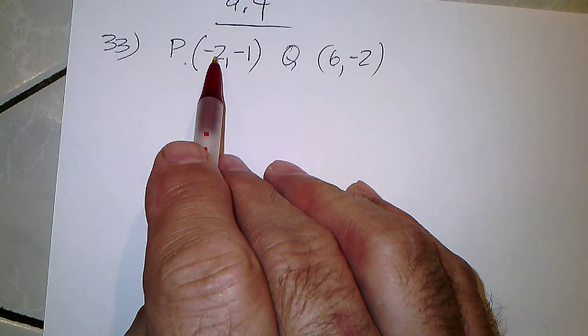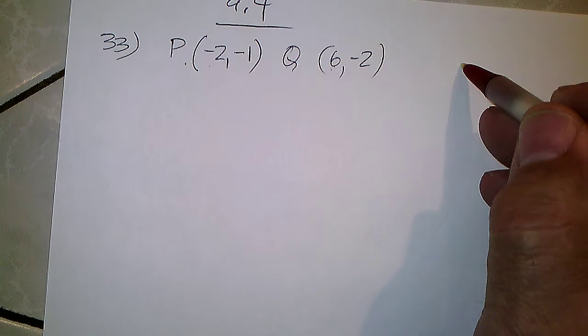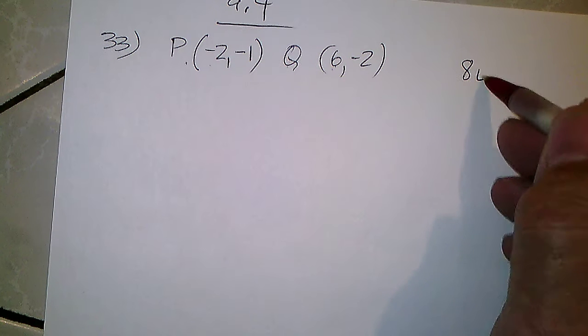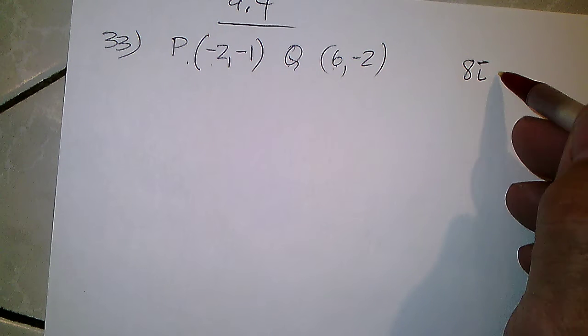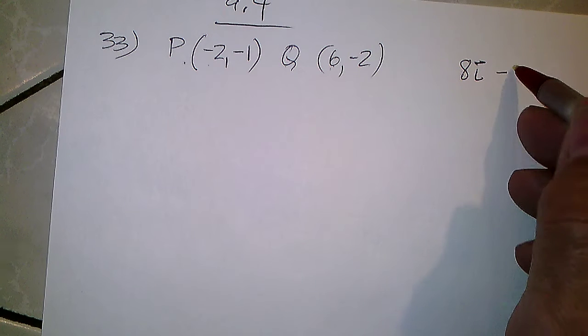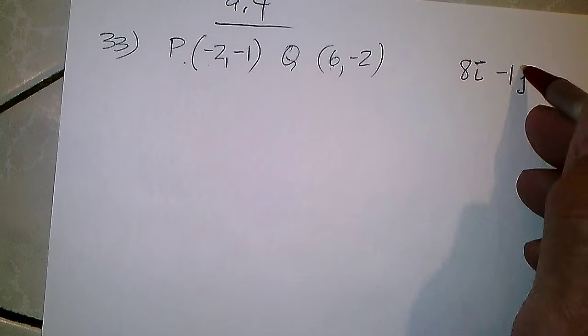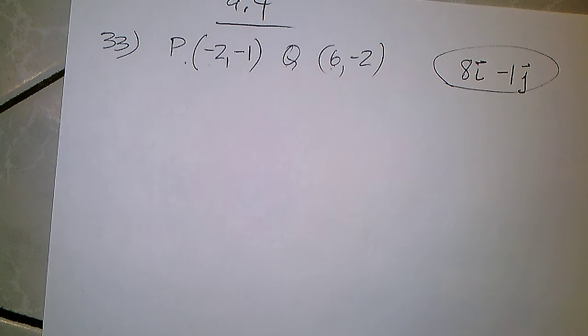So how much did it move in the X? It went from -2 to 6, so that's +8 in the X direction, which is the I vector. And then it went from -1 to -2, so that's -1 in the J vector direction. That's it. That's all there is to those.